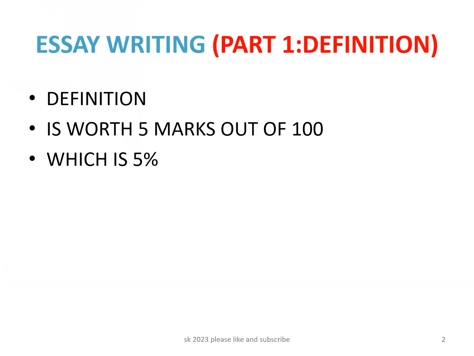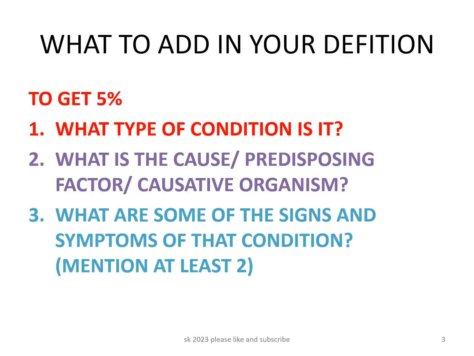So today we're going to start with definition. We know that our definition for any course is worth 5%. At least that is the minimum. Okay. So definition is worth 5%. That is out of 100 marks. Now, how do we get our definition? How do we get our 5% out of the definition?